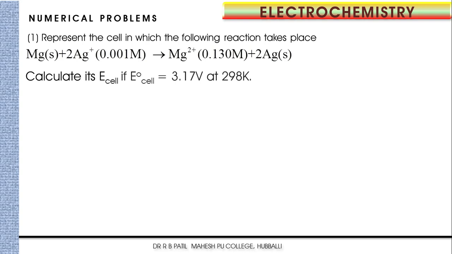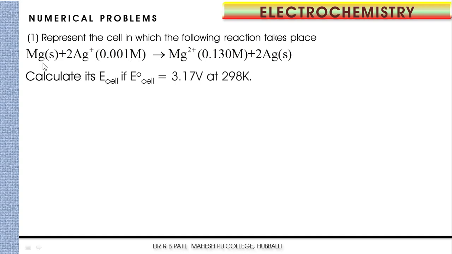For this they have given the standard EMF of the cell. This E naught indicates standard. So the standard EMF of the cell they have given is equal to 3.17 volt. The temperature is also given, 298 Kelvin. First represent this cell and afterwards let us calculate the EMF of the cell.